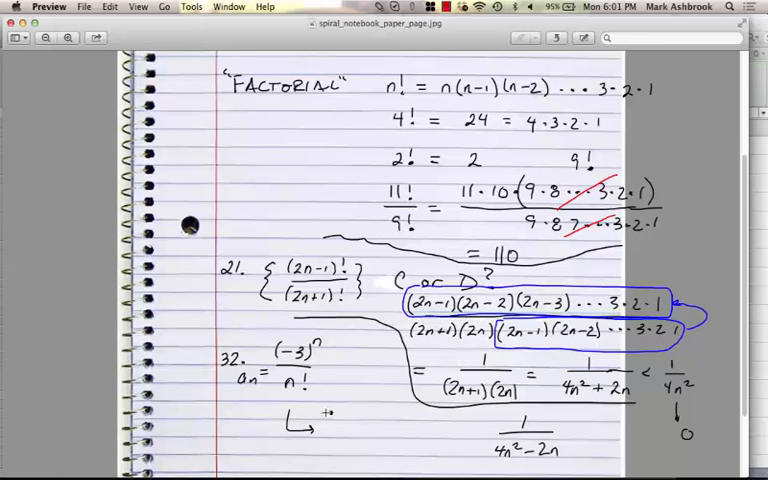This one, really, basically, we got negative 3 times negative 3 times negative 3. How many negative 3's do we have? n. n of them in the nth term, okay? So in the nth term, what do I have here? If it's the nth term, then n factorial is n times n minus 1 times n minus 2, dot dot dot, down to 3 times 2 times 1.